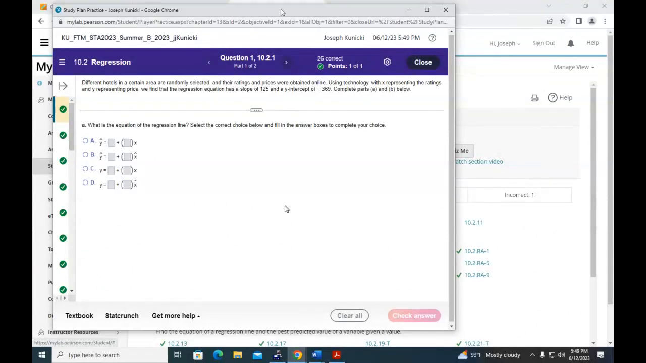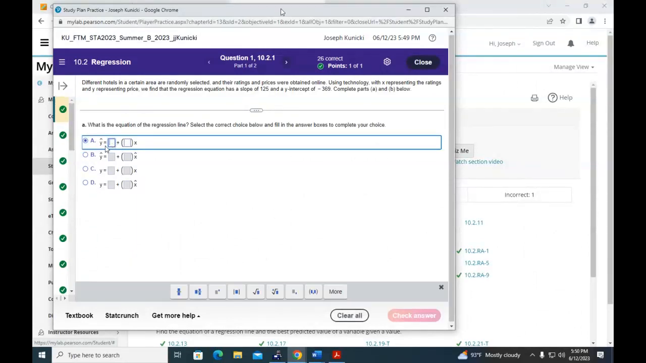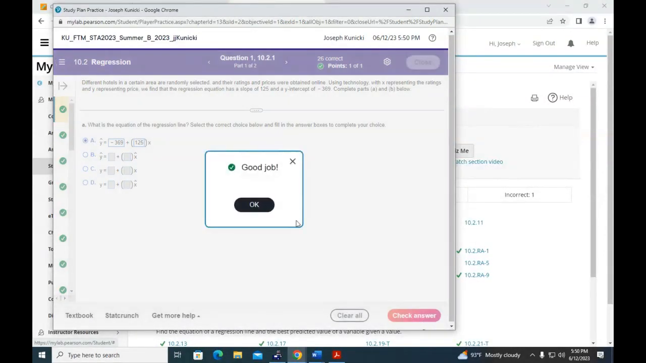There is no such thing as X hat, and you have to have a Y hat, so the only one that fits the bill is A. The minus 369 goes in for the intercept. The slope, they say, is 125, so that's the coefficient for x. That's your regression equation. You knew it was y hat because it was a sample, right? Yeah. I was checking if that's how you determined whether you were using the y hat or not.